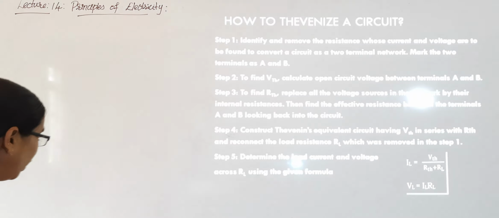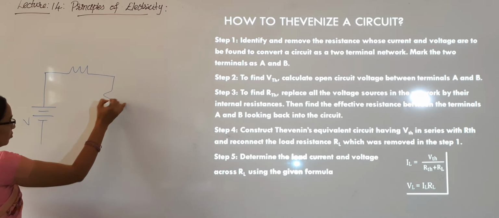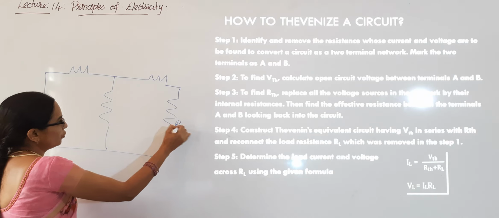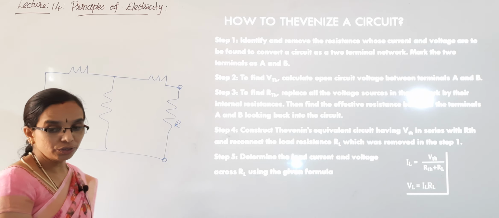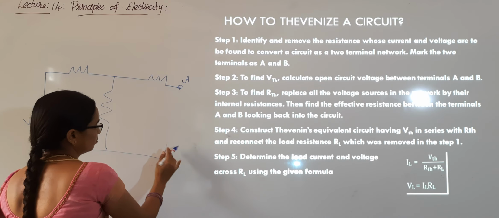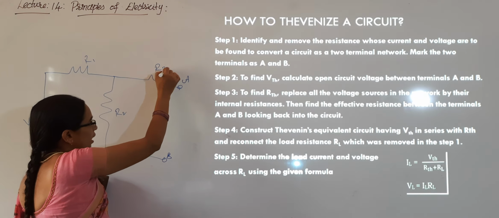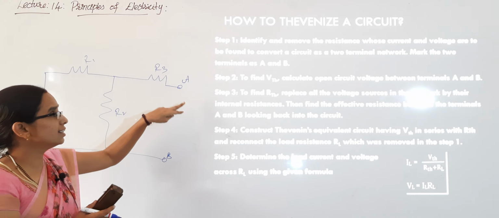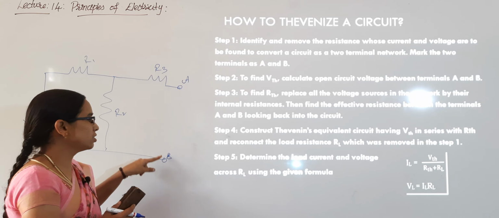If a complex circuit is there, we have to identify the resistor whose voltage and current need to be calculated, and we should remove that resistor and mark those terminals as A and B. If R1, R2, R3 and R4 were there, and the voltage and current of R4 need to be calculated, I should remove that resistor in the first step and mark those terminals as A and B.